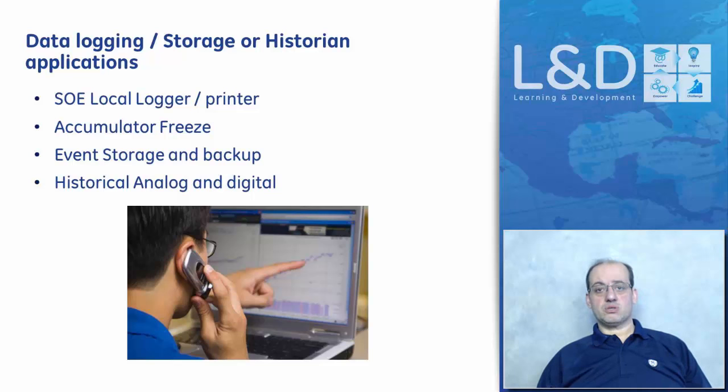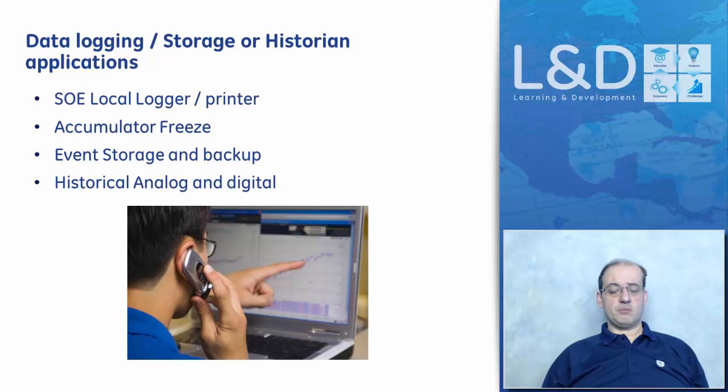So previously we talked about network services. One of the network services will be file transfer protocol, FTP, or trivial file transfer protocol, TFTP, that would take this file and constantly store it on a local PC, which is a historian or a local HMI that the engineer can go to every now and then at the substation and look at this data.